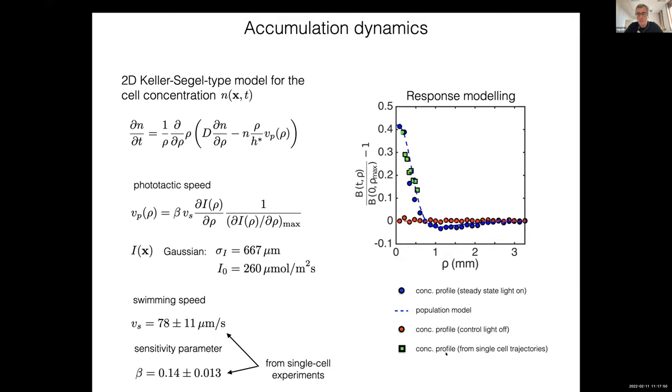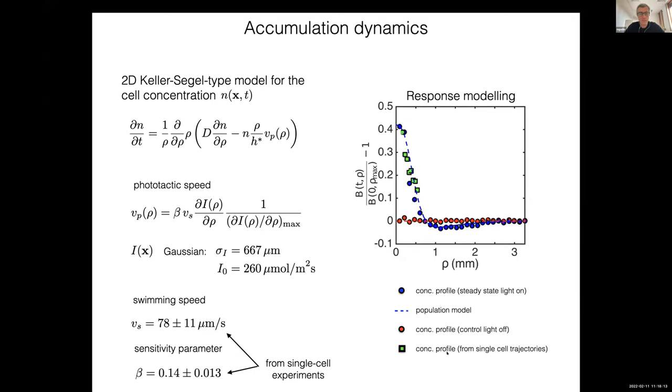Also, the concentration profile that we get from pulling together all the positions of the cells at the individual cell level is at a much lower concentration. So the population behavior that we observe is actually still in the dilute regime, if you think about it.